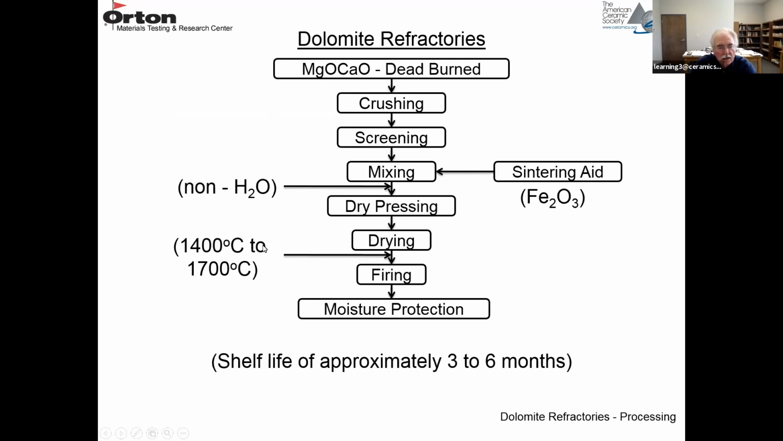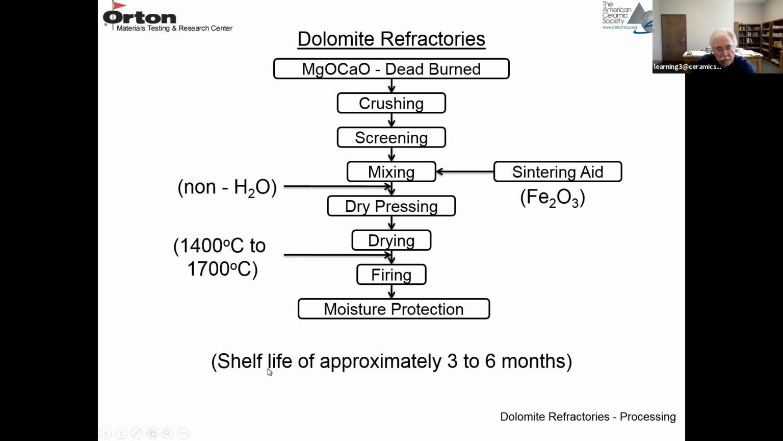This material is dried, fired up to 1700 degrees C. And then immediately after firing, it has to go into moisture protection. So there may be a coating applied to the refractory, an organic coating to prevent it from hydrating. It's definitely going to be shrink wrapped in plastic and then goes into cold storage, air conditioned storage with low humidity. So these refractories have a shelf life of approximately 3 to 6 months in storage.